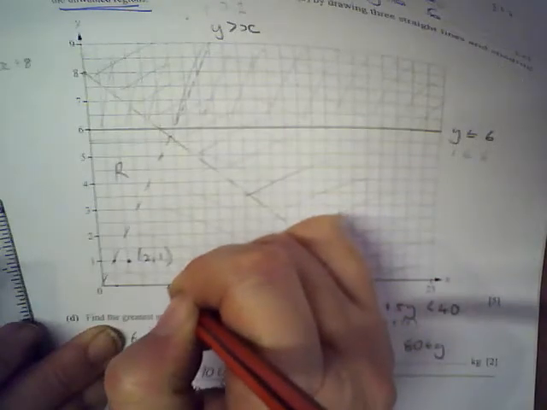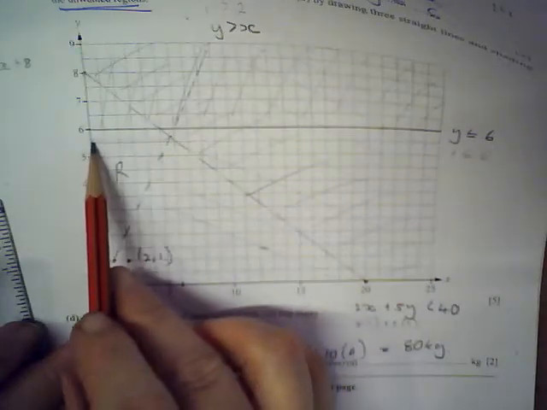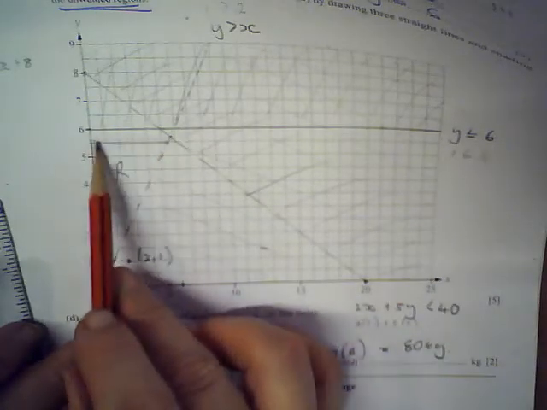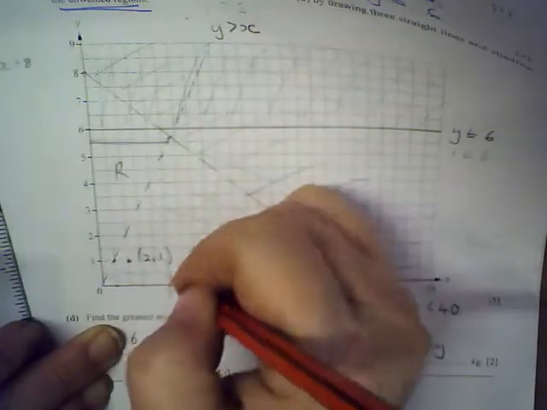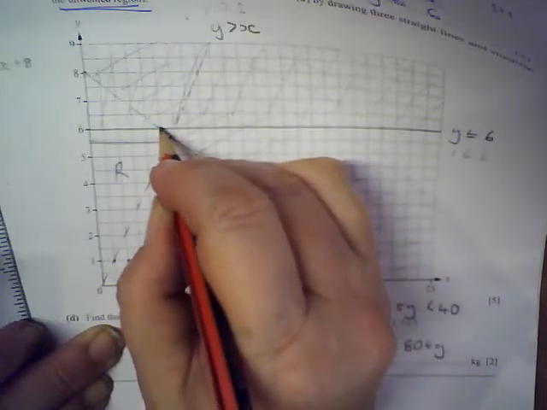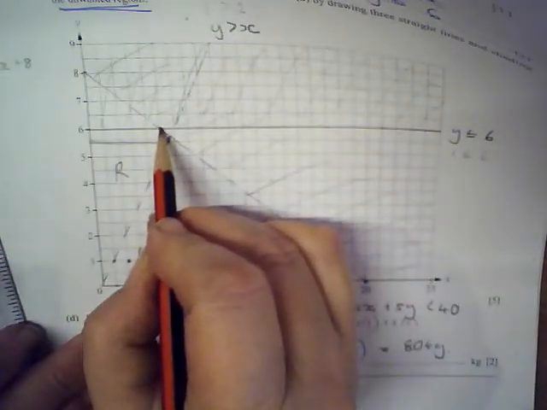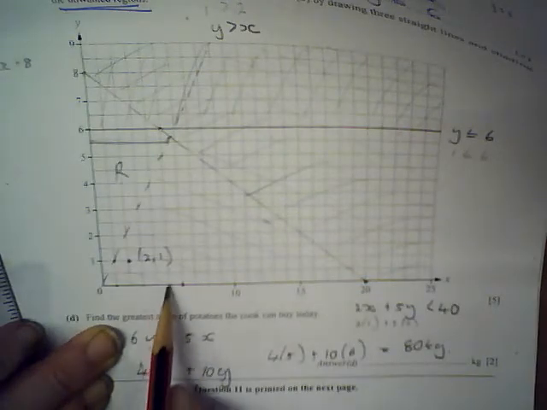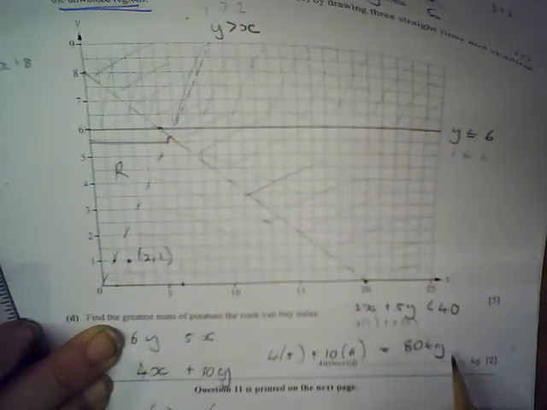So for the maximum, you have to look at the vertex. 5.5, sorry, 5.5, because it's on that point or on this one. Can't really buy 5.5 bags. So let's look at this point over there, which is 5 and 6. 5 in the x and 6 in the y. Yes, 80 kilograms.